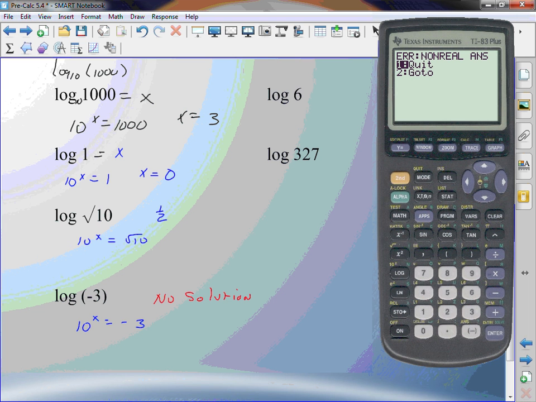There's no solution. You can't take the log of a negative number. Right, that's sort of like what you're doing. You can't have a positive base get me a negative number.